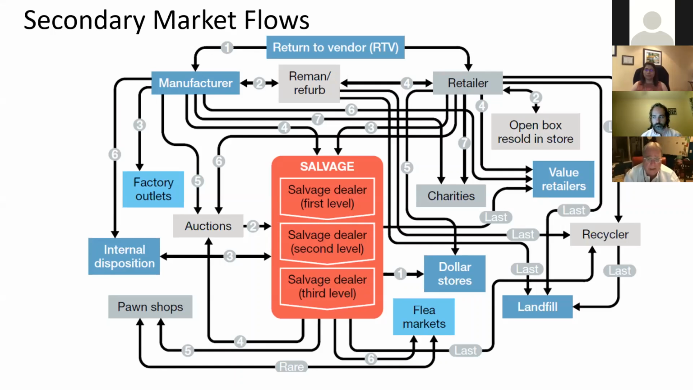So, if something starts at the retailer, the first thing they want to do is return it to the vendor, who's the manufacturer, the brand owner. It can go to all these outlets, such as factory outlet stores, both in the U.S. and in Mexico, and I haven't been to Central America, so I don't know if they exist down there.